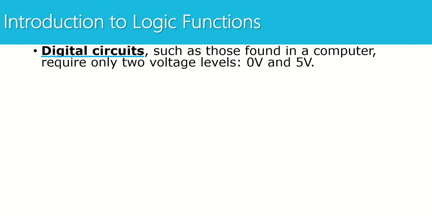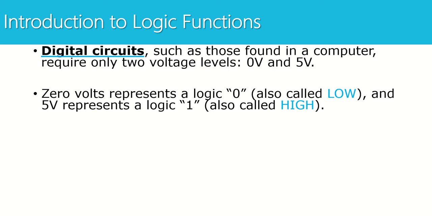Digital circuits, like the kind you find in a computer, the kind that you find in all of the sensors in your car, all the electronic devices that you use in your everyday life, all have digital circuits in them. And we define that as a circuit that requires only 2 voltage levels, 0 volts or 5 volts. When we talk about digital circuits, 0 volts represents what we call a logic 0, and another word for that is low. And 5 volts represents a logic 1. Another word for that is high. So we're going to have a couple of interchangeable terms that basically stand for one of 2 states, a 0 volt or a 5 volt state.